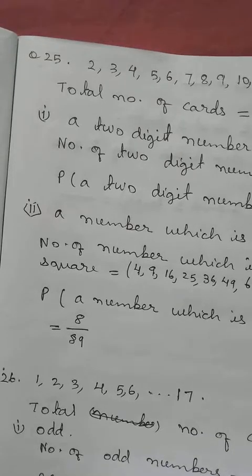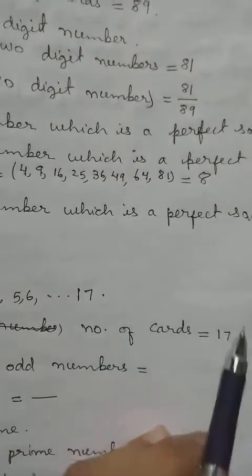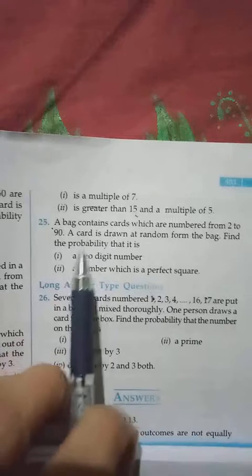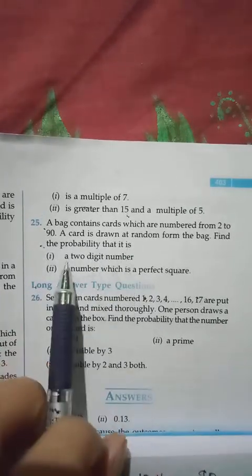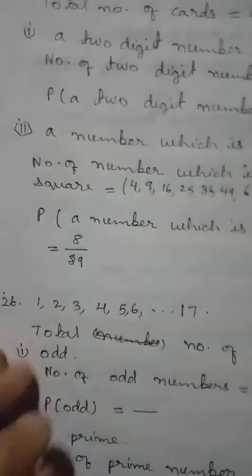Next, we will move to the next question. We move to question number 26. We have 17 cards whose numbers start from 1 up to 17. So it is clearly written here, 17 cards. That means the total number of cards, the possible outcome, will be 17. Then out of these 17, we have to find the probability of an odd number. Odd numbers are those numbers which we cannot divide by 2.